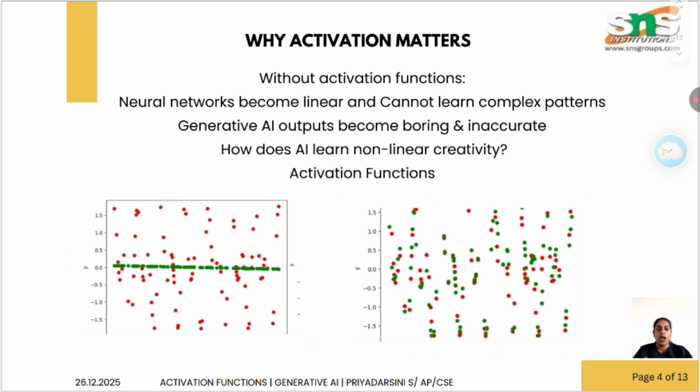Okay, why does this activation function matter? Now imagine a neural network without an activation function. It would only perform linear operations. No matter how many layers we add, the network would behave like a simple linear model. That means it cannot learn complex patterns like images or speech or text generation. In generative AI, this would result in boring and inaccurate output. So the activation function introduces non-linearity, which allows the model to learn complex and creative patterns.